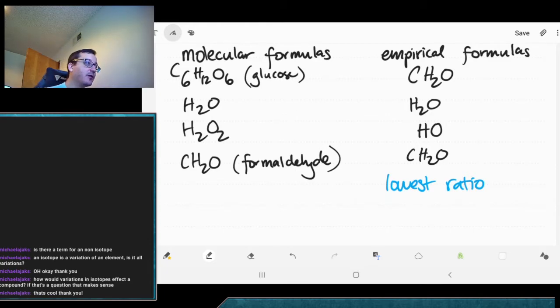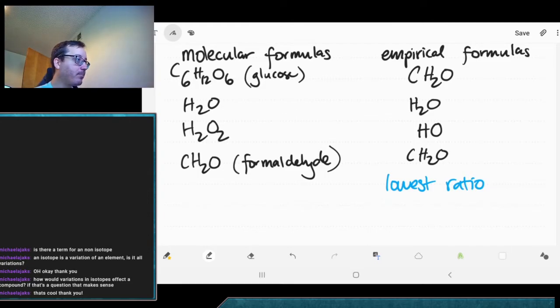A molecular formula tells you more about specifically that molecule. So every glucose has 6 carbons that are bound to each other. We'll talk about chemical bonding in chapters 8 and 9, I think. And so we can have multiples of these empirical formulas that make molecular formulas. And these can also be determined using more experimental data. So, fun stuff, I suppose.